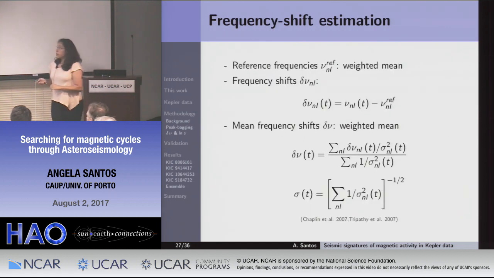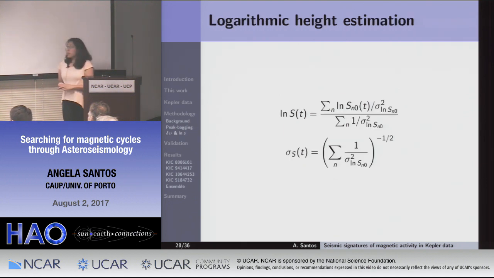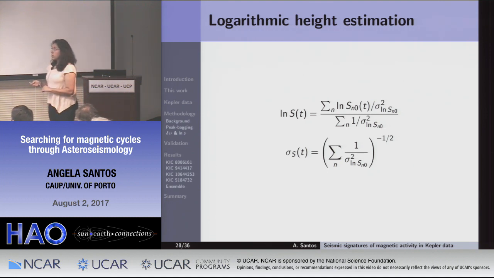So at this stage we already have mode parameters, amplitudes, line widths, and frequencies, and we now can compute the temporal variations. We compute the frequency shifts in relation to a reference value, that is the mean frequency of the modes, and then the final mean frequency shifts are computed as a weighted mean of the frequency shifts for each mode. And we do the same for the heights of the acoustic modes, but now we use logarithmic heights, because this parameter follows a log-normal distribution and not a normal distribution.